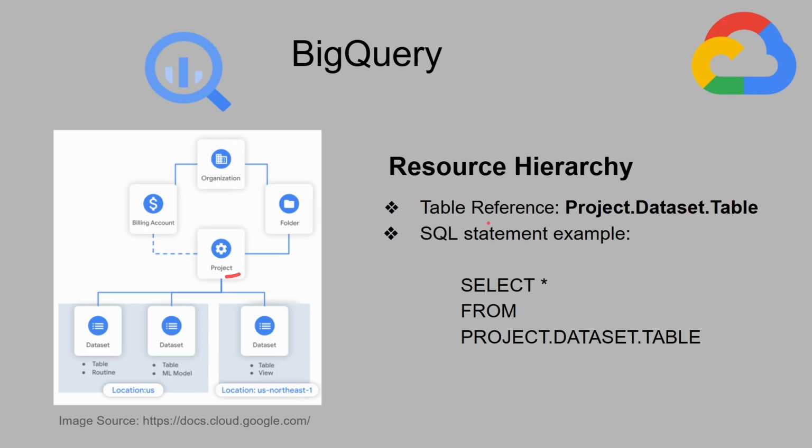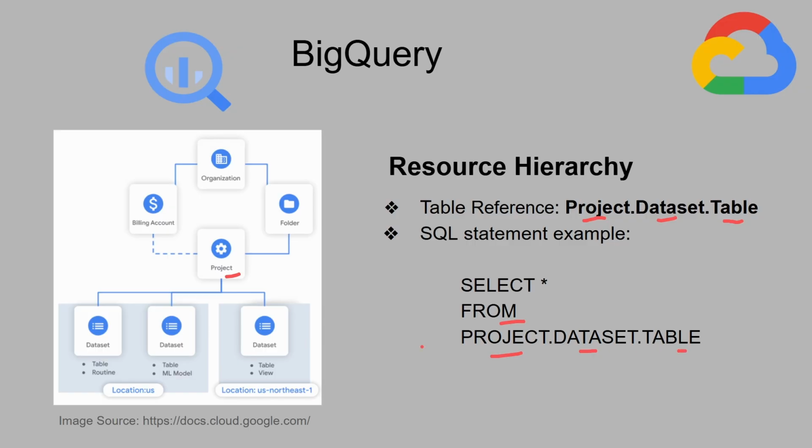And to access a table, you have to have a reference. The reference starts with your project name, then the dataset name, and then finally the resource name, that is the table or view. So here is a simple select statement to access it. First you specify the project name, dataset, and then the table name.